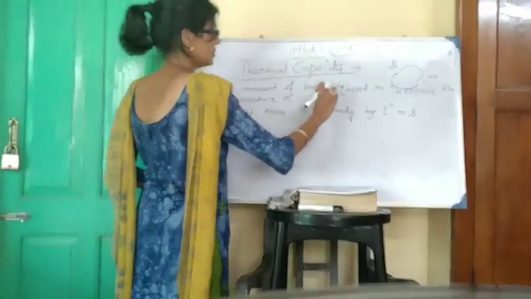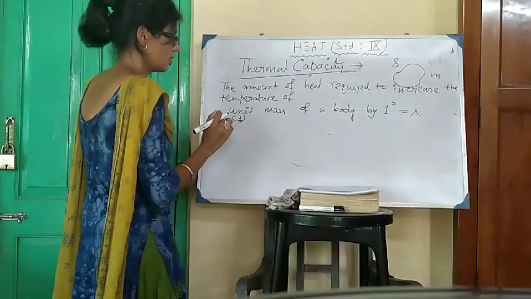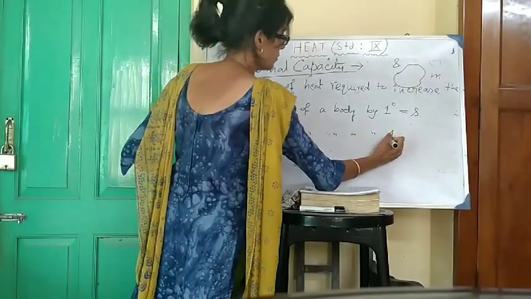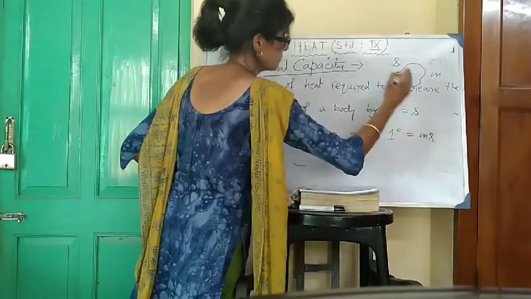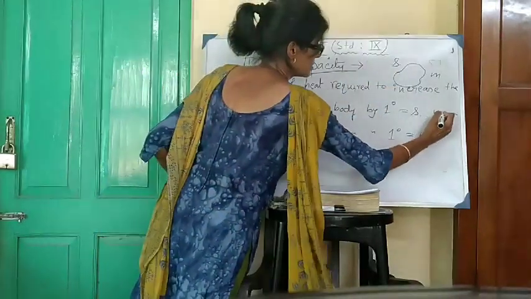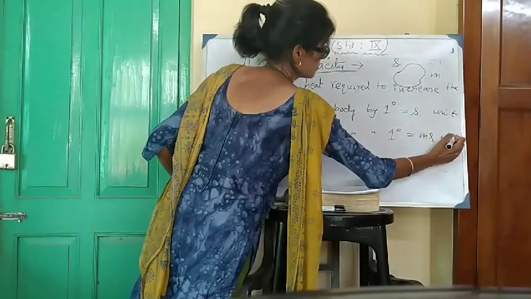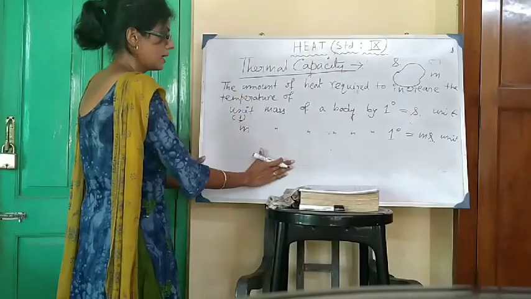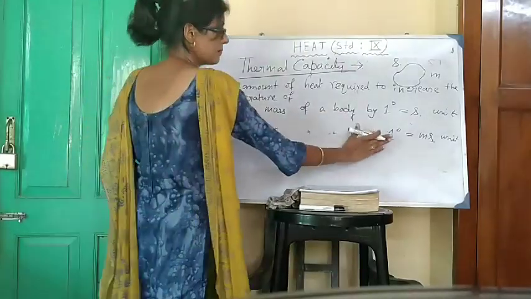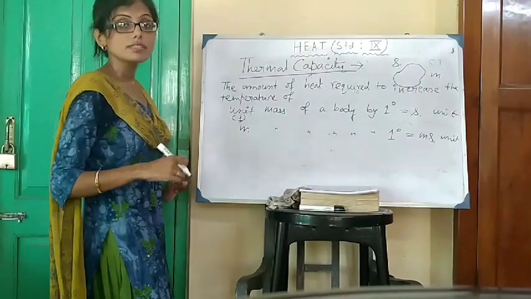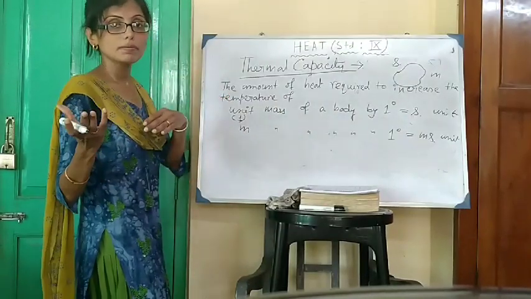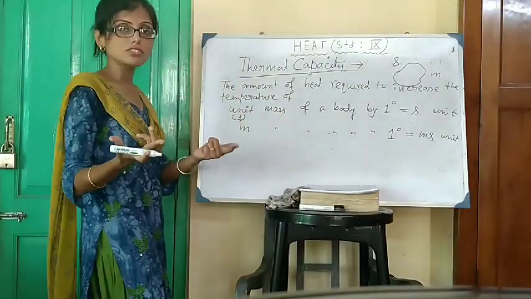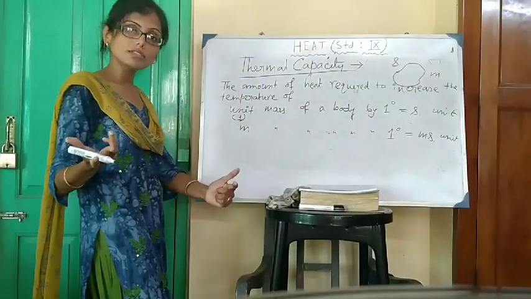Okay, so the amount of heat required to increase the temperature of m mass of the body by 1 degree is equal to ms unit, right? M means the arbitrary mass of the body, and the increase in temperature is 1 degree. So what is the definition of thermal capacity? Thermal capacity is nothing but the amount of heat required to increase the temperature of any mass of the body by 1 degree centigrade.